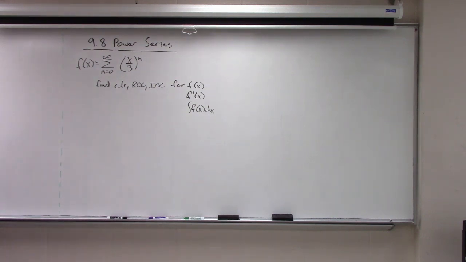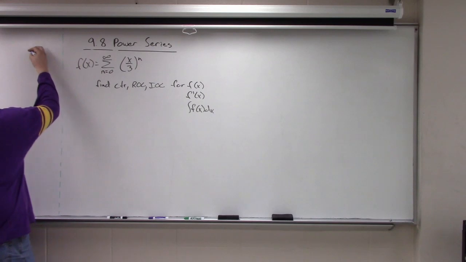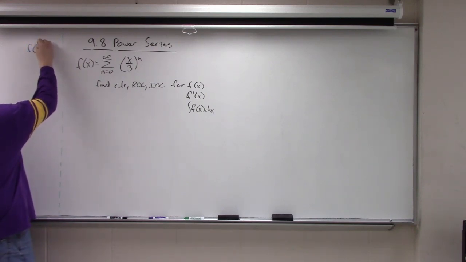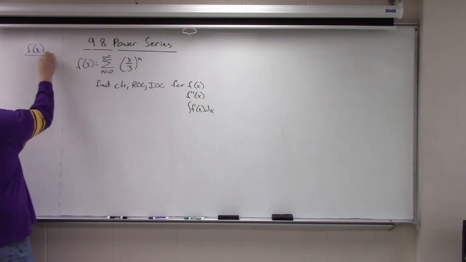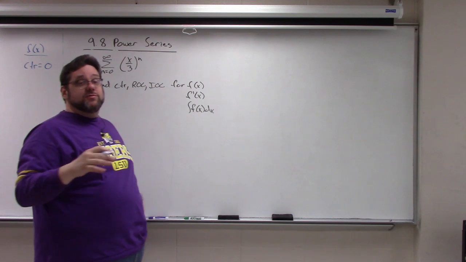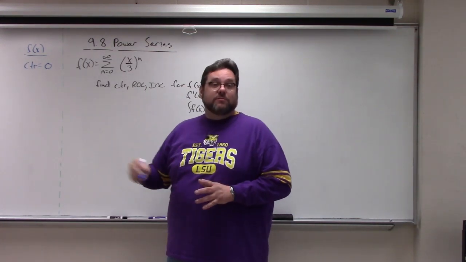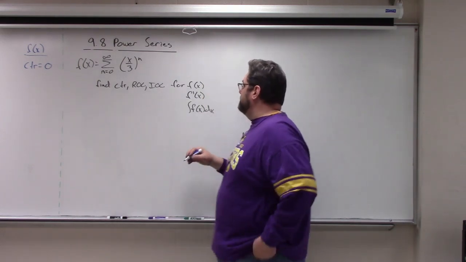All right. So let's just get started. Let's start from the very beginning. I'm going to write it over here. f of x. Can you still see that? Yes. The center is going to be 0. Because remember, the center comes from x minus c. We don't have a minus c here. So we're just going with 0 as our center.